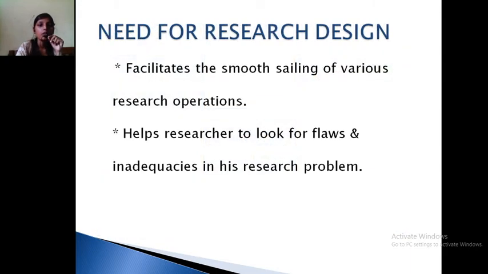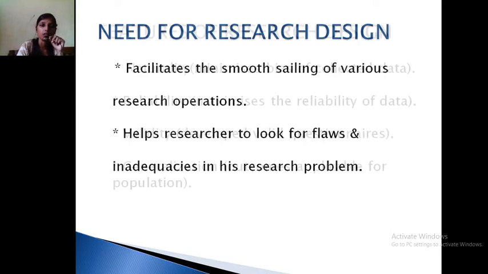Next, need of the research design. Why research design is important? Research design facilitates the smooth sailing of various research problems. It helps the researcher to look for flaws and inadequacy in his research problem. Research design gives maximum information about the research with minimum expenditure of time and money. It deals with the unbiased data and it gives maximum information about the research work.